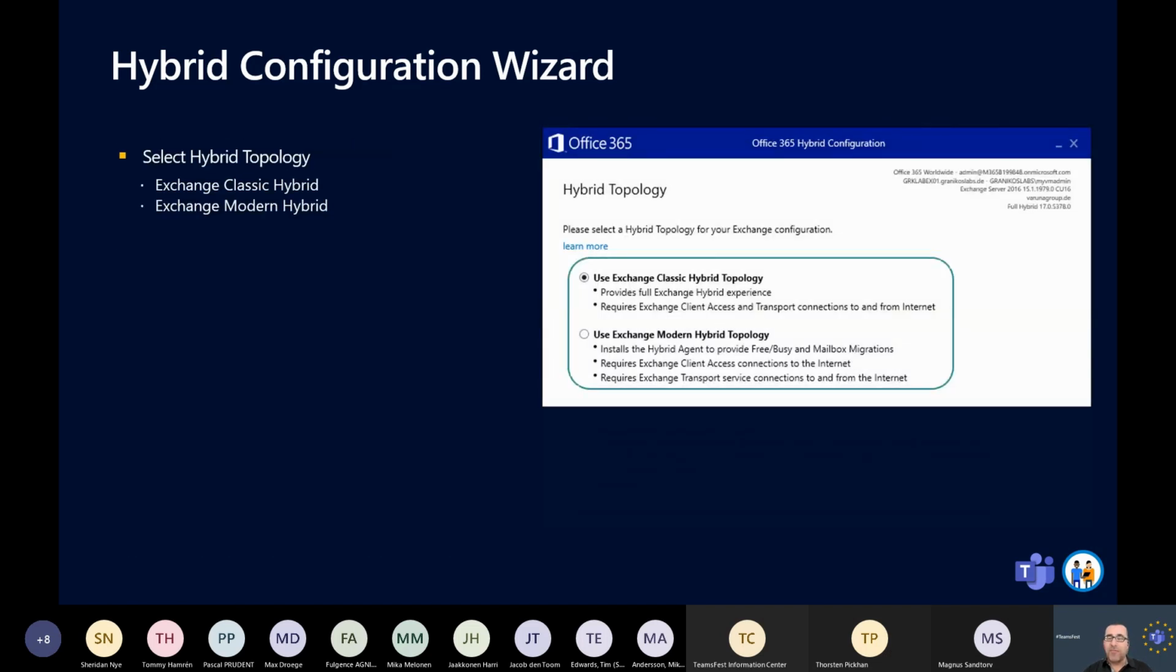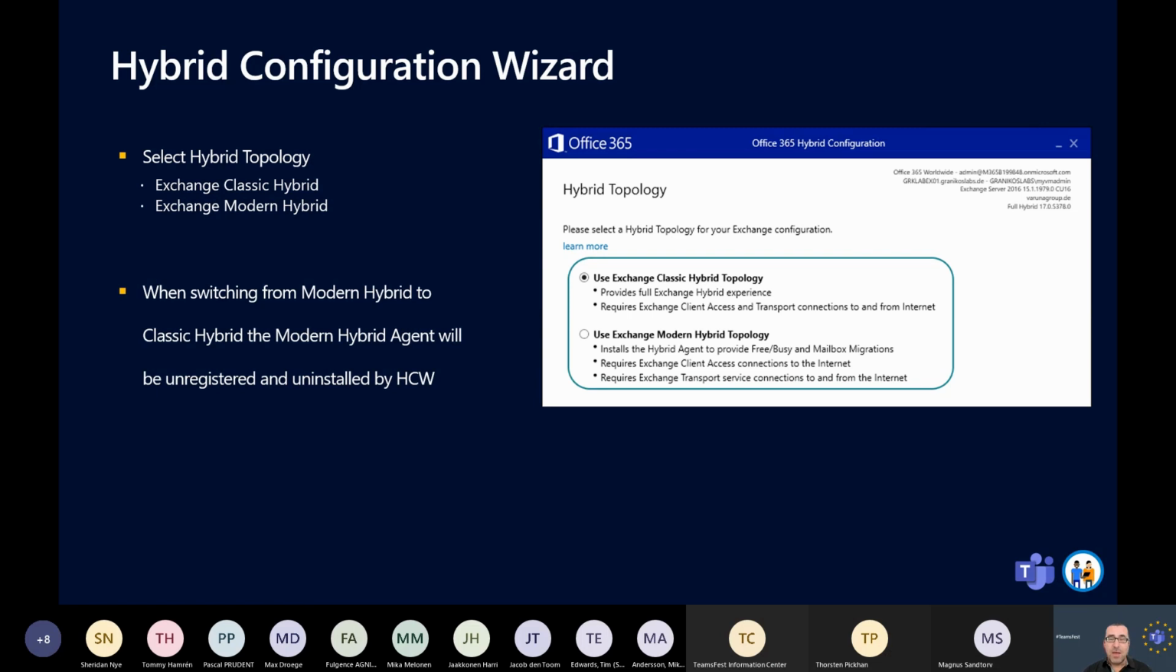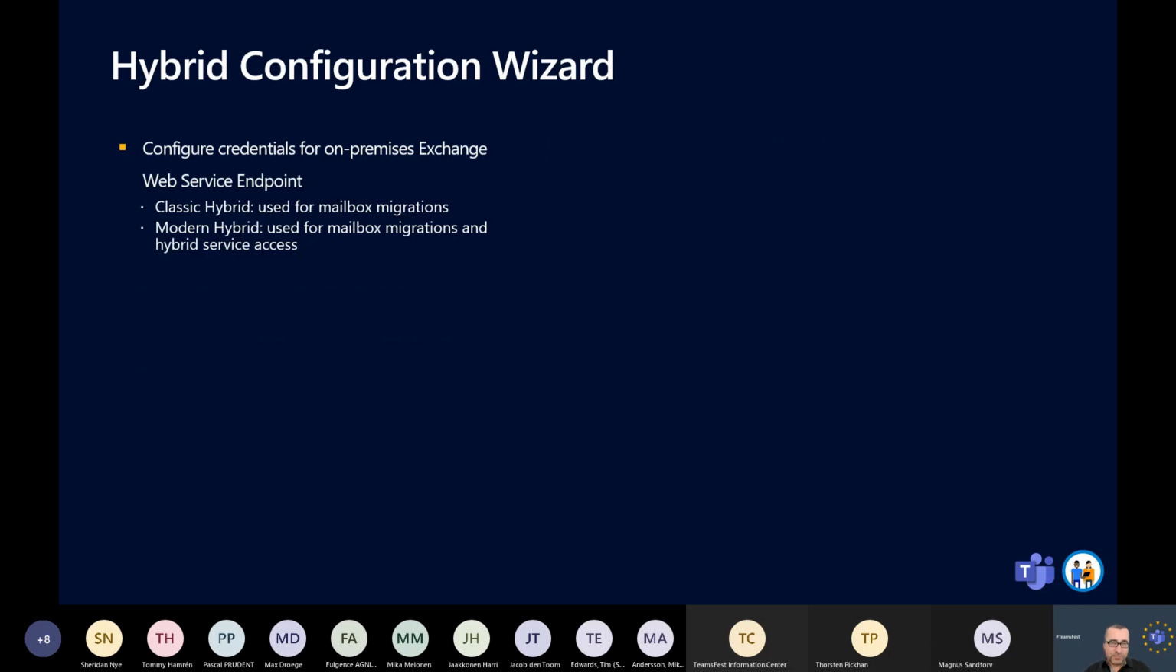When we select full hybrid, then we make the decision if we want to implement classic hybrid or modern hybrid. In this case, because we want to connect Teams to on-prem, select classic hybrid. If for any reason you already have a hybrid configuration in place, but selected modern hybrid in the past, don't worry about it, because this is noticed by the hybrid configuration wizard, and the wizard uninstalls the hybrid agent and reconfigures it to use classic hybrid.